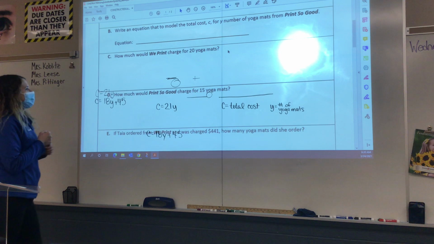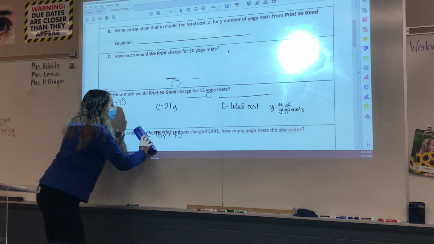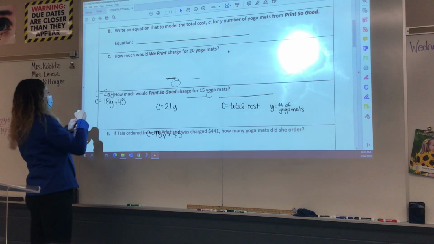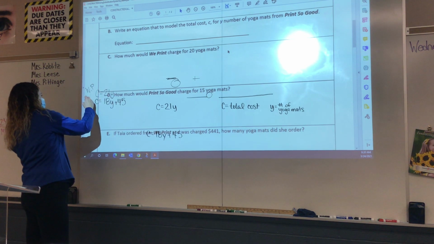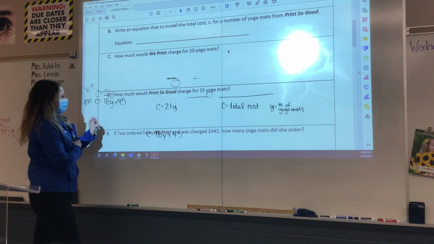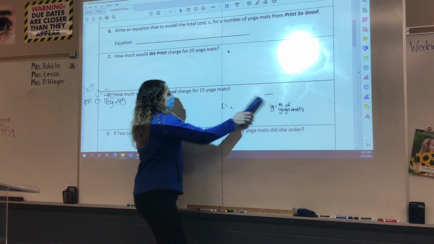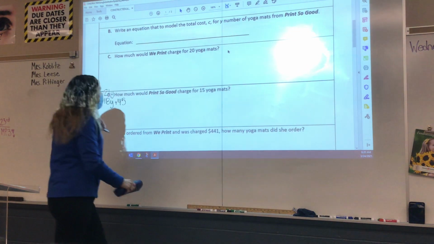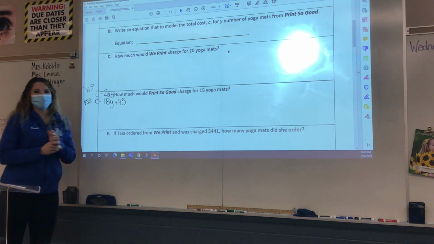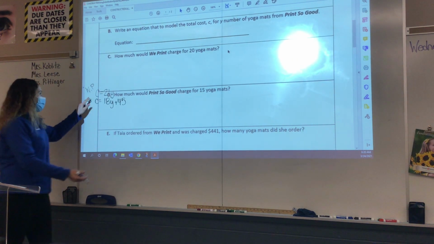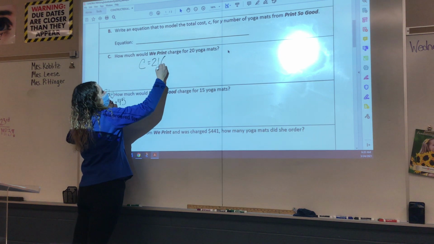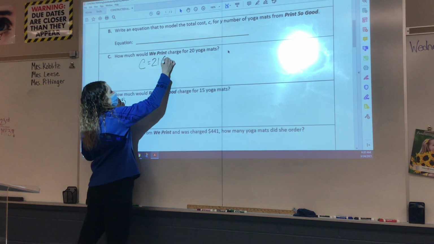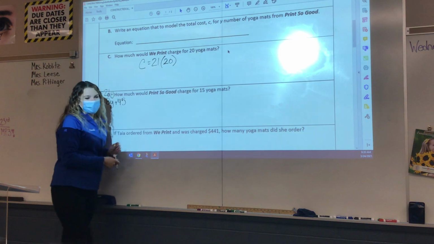All right, letter C. Letter C asks us, and again, We Print is going to be the first one, and Print So Good is the second one. So let me erase some of this. How much would We Print charge for 20 yoga mats? Well, we know that the total charge is $21 times however many yoga mats. So if we multiply that by 20, we'll get our answer.